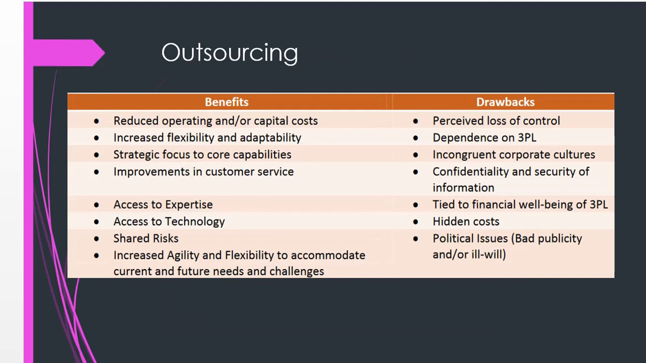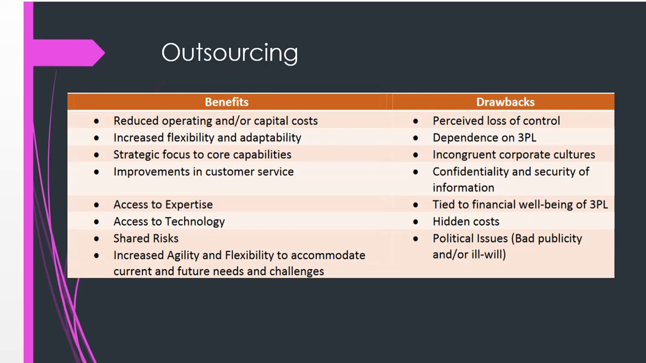Some of the advantages of outsourcing include reduced operating costs, increased flexibility, and improved customer service. We have access to better expertise and better technologies. We share risk with the people that we have outsourced to, and there's increased agility where there's need for us to quickly pivot or change direction in our business.